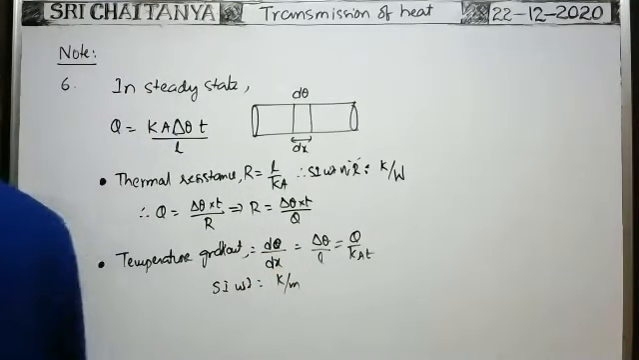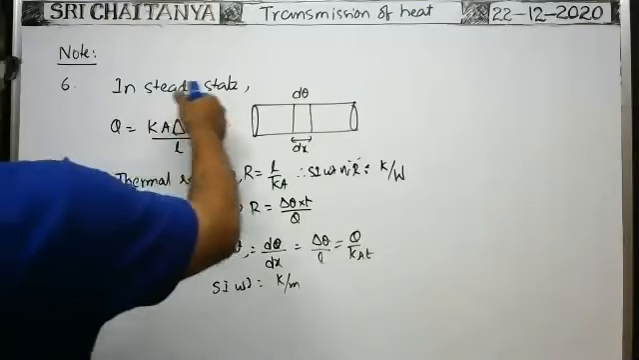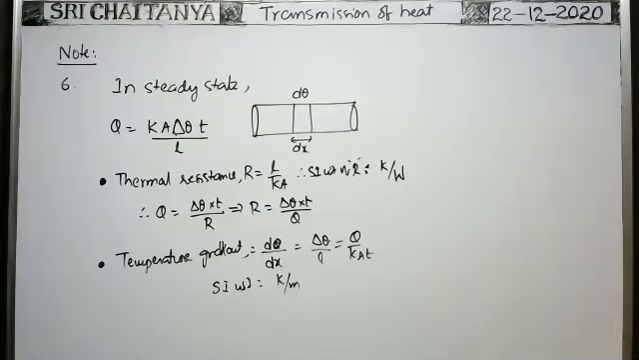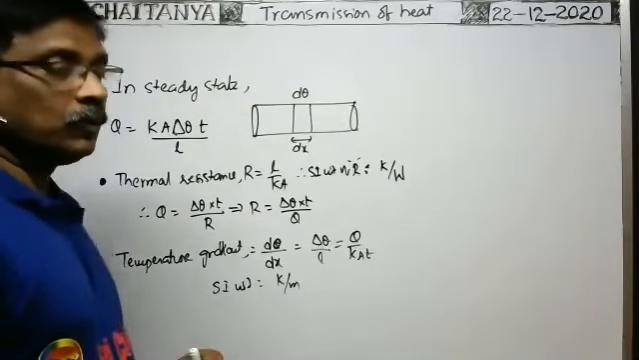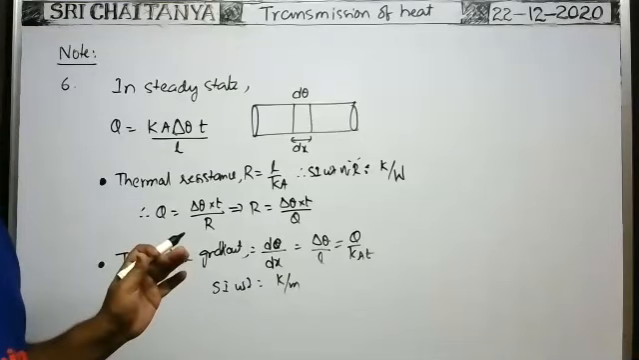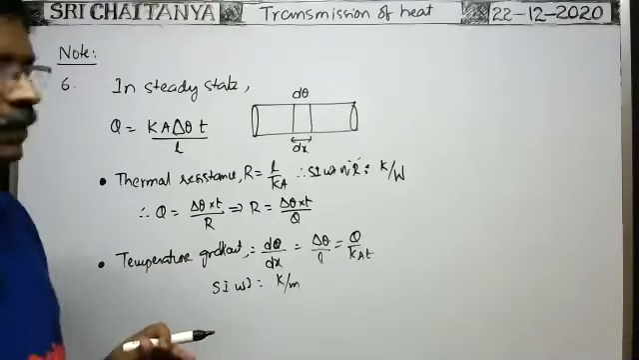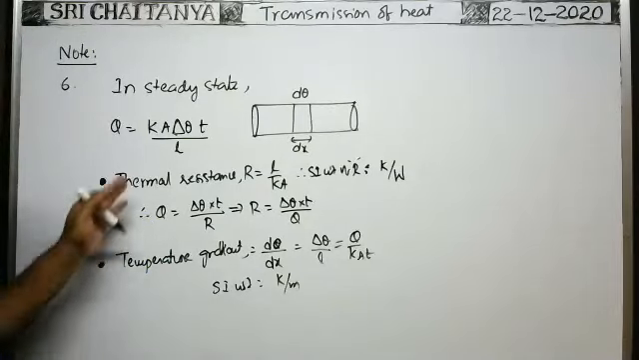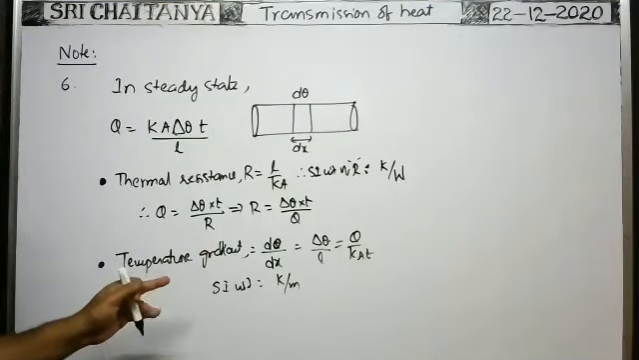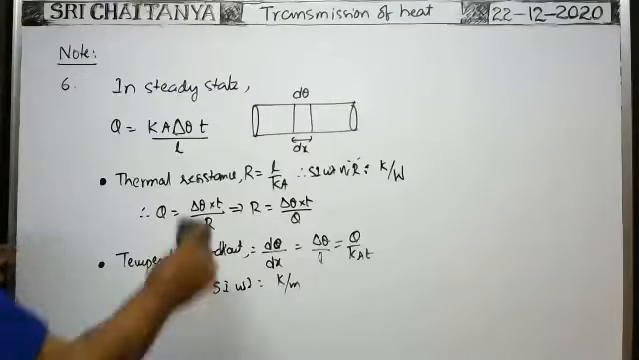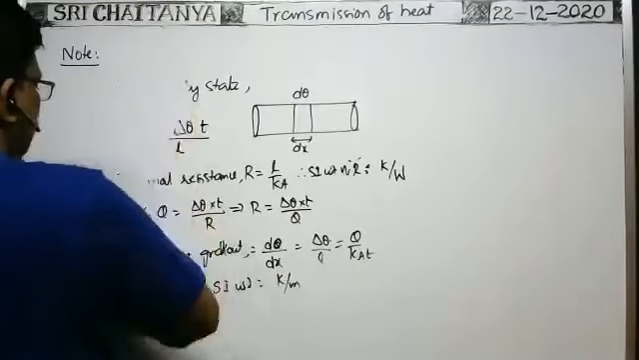Okay. Next, when rods are connected in series, what is the effective thermal resistance and what is the effective coefficient of thermal conductivity? Whenever two rods are joined end to end, that means they are in series. Shall I write this part? Okay. Next, the seventh one.